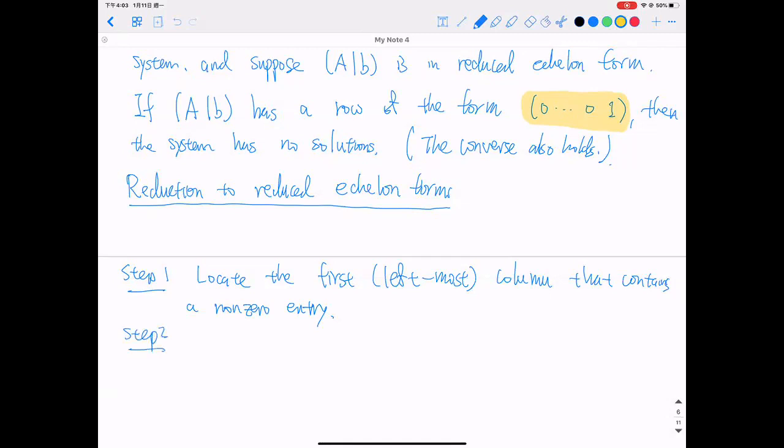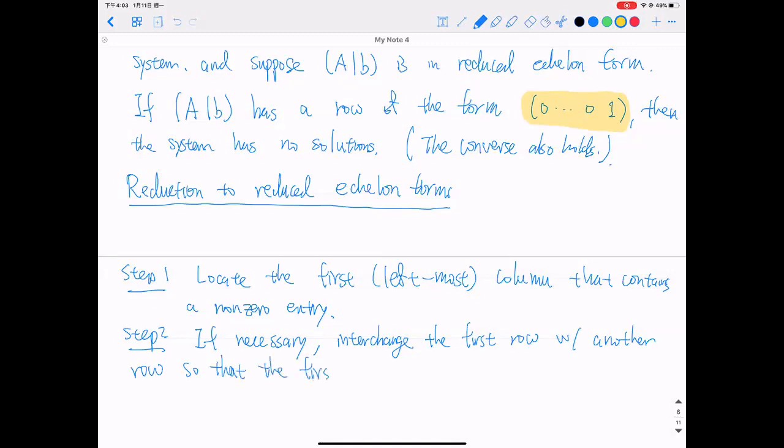Step 2, if necessary, interchange the first row with another row so that the first non-zero column has a non-zero entry in the first row.